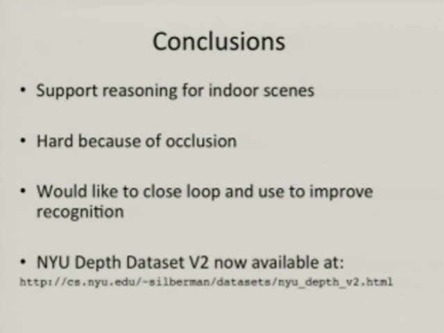So I'll just wrap up. What we talked about here is essentially support reasoning for indoor scenes. They're really difficult because of all this occlusion going on, and there are genuinely complicated interactions between the different objects. In this work, we haven't closed the loop and used our support reasoning to go back and improve our identification of the objects. We'd like to try to do that, something we're working on.